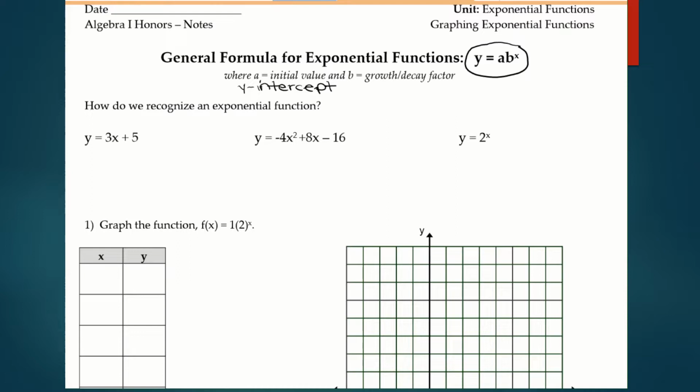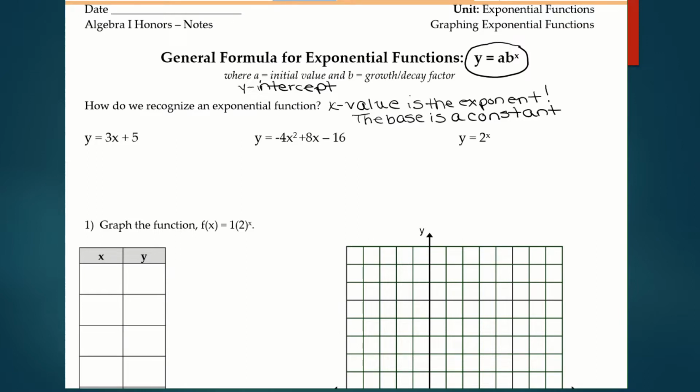How do we recognize an exponential function? Well, the independent variable, or our x value, is the exponent. That's how we can recognize an exponential function compared to maybe a linear or quadratic. The base that our x value is attached to is a constant, so just keep that in mind as well. So the base is a constant.